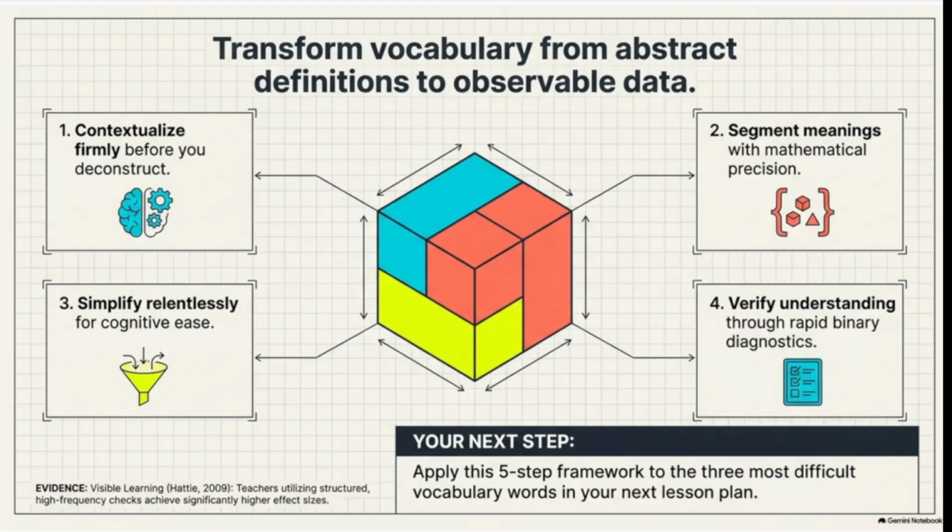Putting the framework into practice. Let's summarize the complete process. When teaching a difficult vocabulary item, follow these 5 steps. Step 1. Contextualize the word firmly. Make sure students understand the situation in which the word is being used. Step 2. Segment the meaning. Break the meaning into its essential components. Step 3. Simplify relentlessly. Use language that your students already understand.